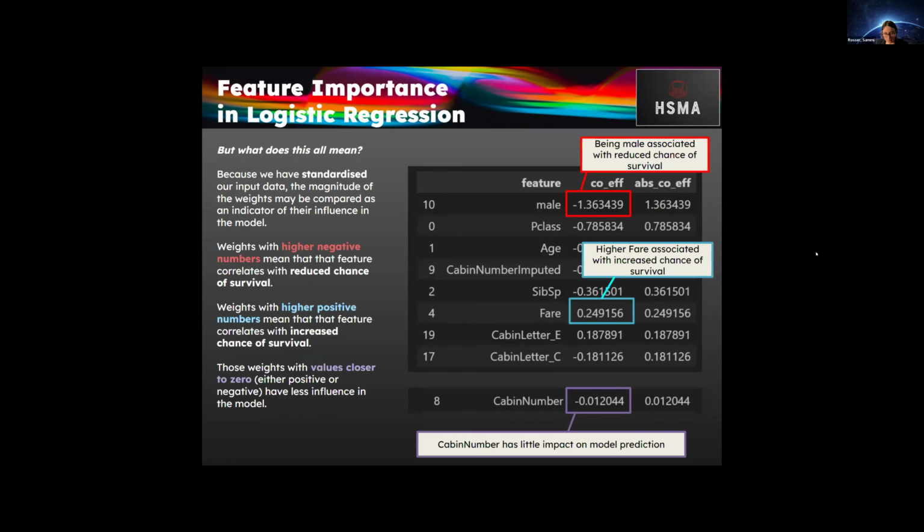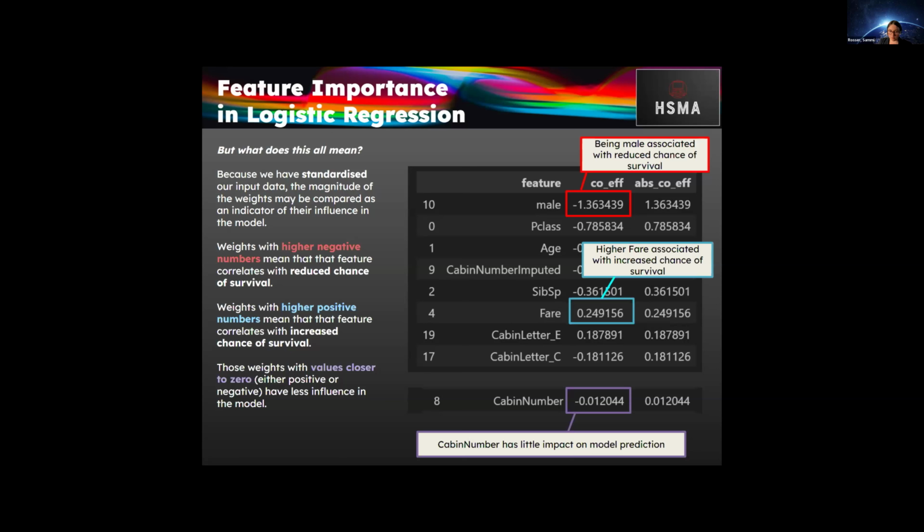So step back a bit. Now we've got a nice data frame of our model coefficients. What does this all actually mean? Well, we standardized our data before we made a logistic regression. So what this means is we can interpret the magnitude of our weights as just basically some indication of how much influence they are having on the model.